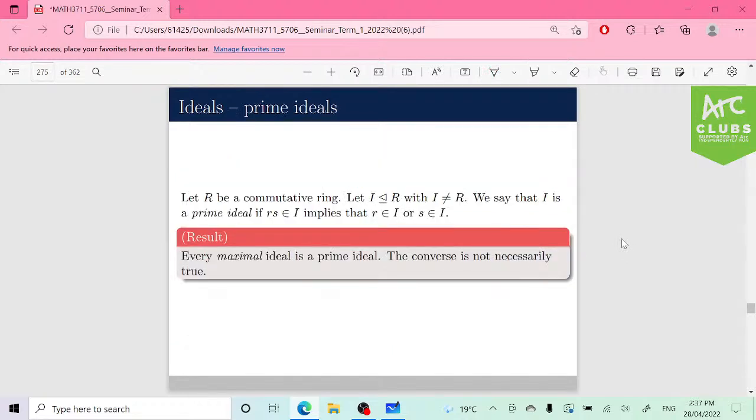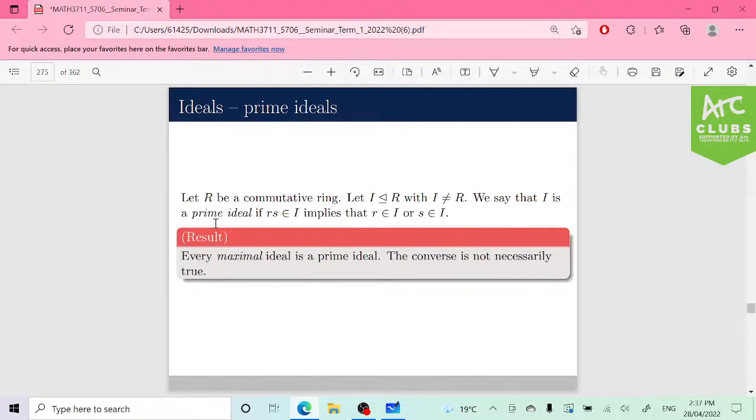Okay, so let's have a look at the last type of ideal that we're going to be talking about in this course. So let R be a commutative ring. This time we're going to be looking at a commutative ring rather than just a ring. And we're going to consider an ideal that is not R. So we're not going to consider the entire ring, but we're going to consider a portion of the ring.